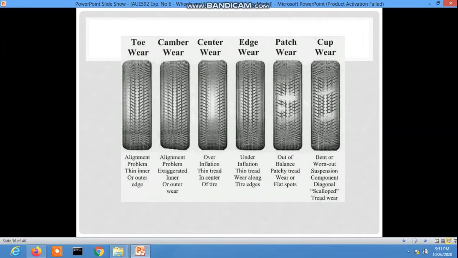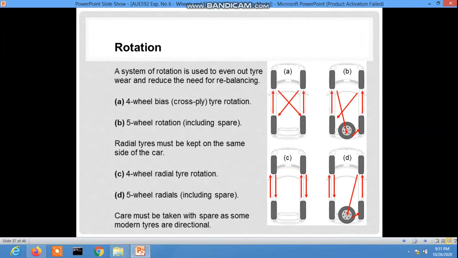Now the rotation. Most tires need to be rotated because of tire wear; rotating the tire minimizes tire wear, so tire rotation is necessary. The rotation system is used to even out tire wear and reduce the need for rebalancing. There is 4-wheel cross-ply tire rotation, and 5-wheel rotation including a separate spare.